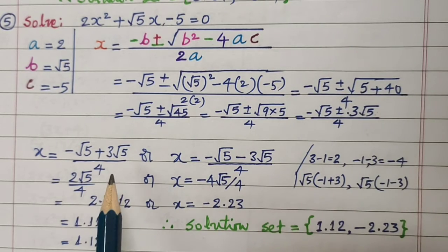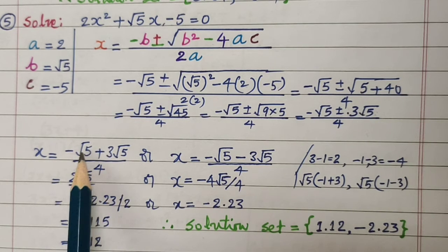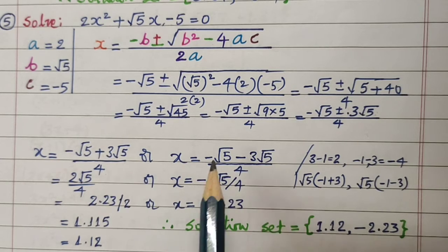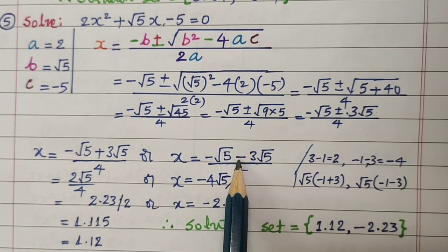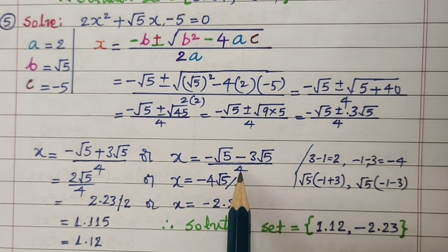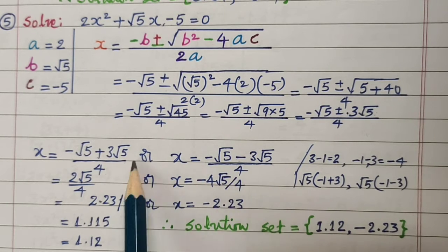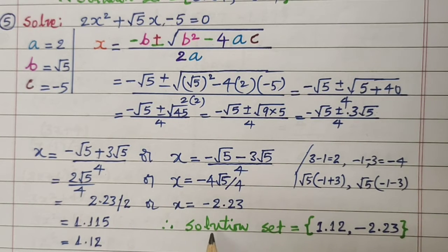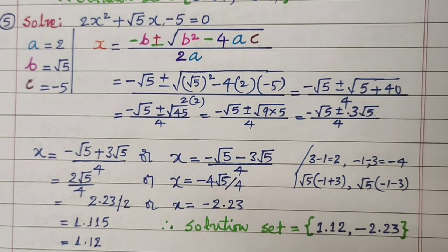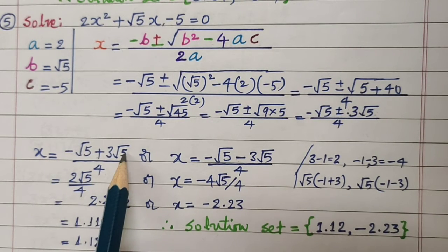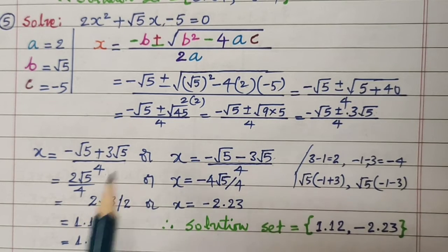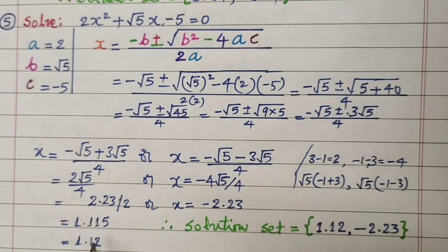Substitute the values of root 5 in two places, in two parts. X is equal to minus root 5 plus 3 root 5 divided by 4. X is equal to minus root 5 minus 3 root 5 divided by 4, plus here, minus here. That's why we got two values. Therefore, the solution set has become 1.12, comma, minus 2.23. While doing this, take out root 5 common here and substitute the values later on. That will become easy for you.